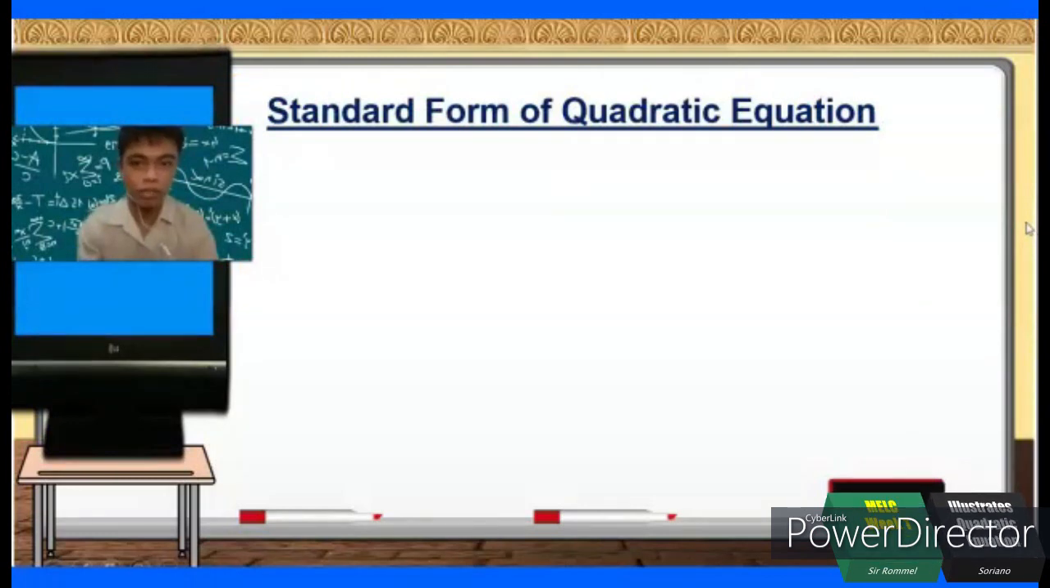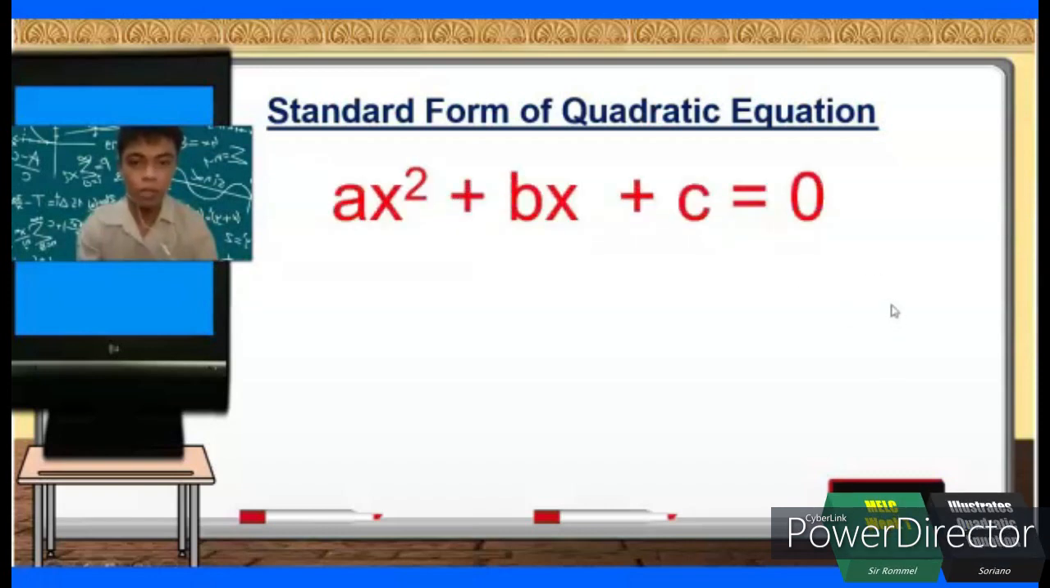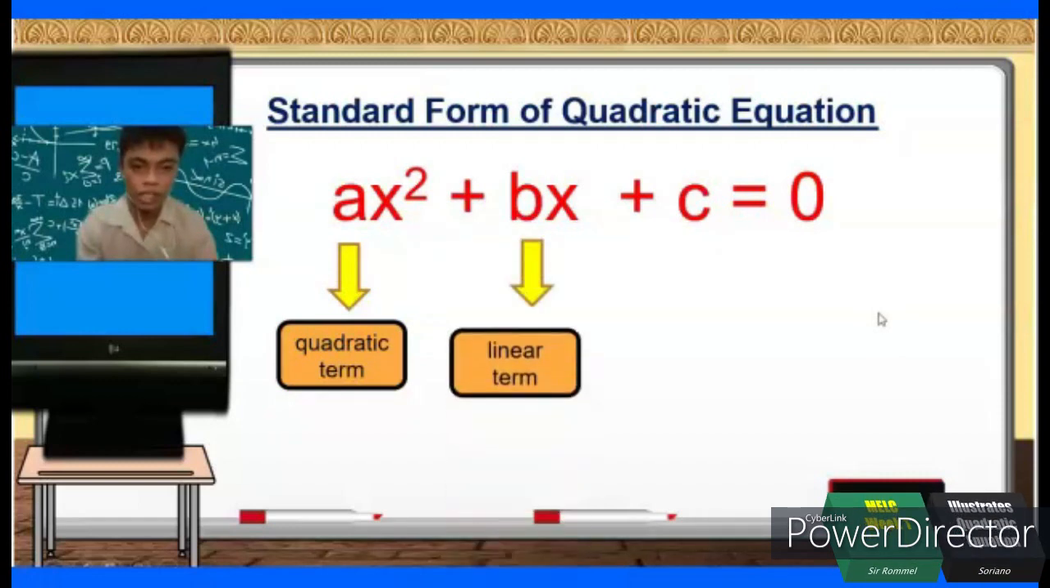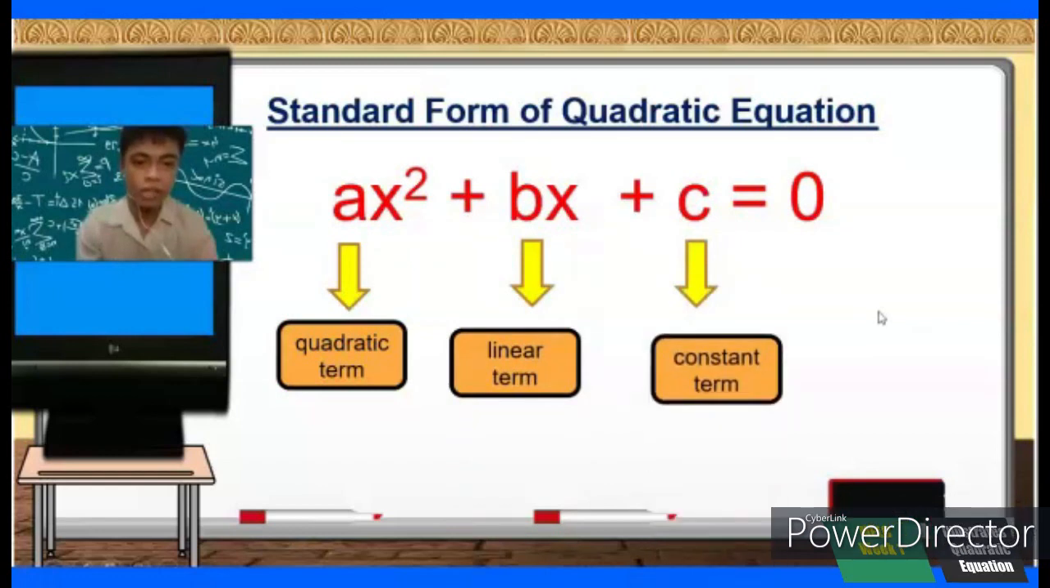We will proceed now to standard form of quadratic equation. Ano ba yung standard form? So, the standard form of quadratic equation is ax squared plus bx plus c is equal to 0. Then, yung ax squared natin, yung first term, ang tawag natin dyan ay quadratic term. Then, yung bx naman natin, ang tawag natin dyan ay linear term. Then, yung c naman, ang tawag natin dyan ay constant term.